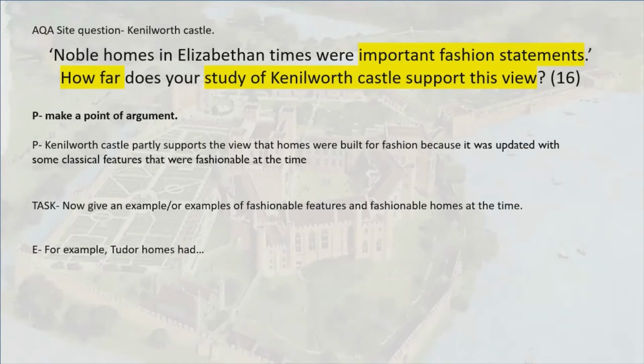So now think about some classical features of Tudor homes. Talk about fashion in general. How do Tudor homes show fashion? Maybe refer to another home, maybe you know about Hardwick Hall and you could refer to another place. Okay, so think about examples of fashion in Tudor homes. What did they look like? How were they fashionable? Give some evidence now. Pause and give it a go.